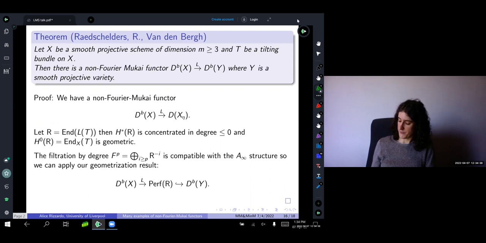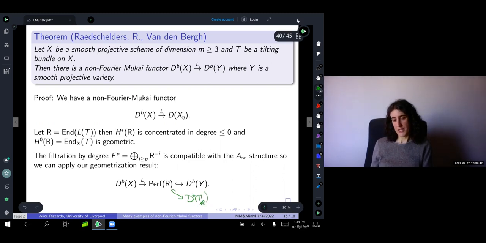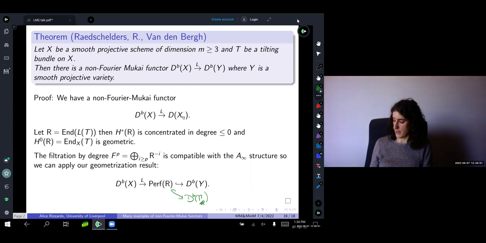This is going to be a composition. This goes, remember, into D^b of the Auslander infinity category of R. And then this has a semi-orthogonal decomposition with a bunch of pieces which are equal to H0 of R.